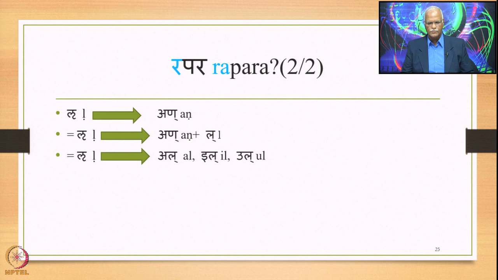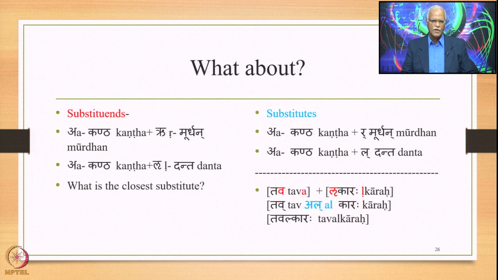In case of lu, when lu is the input and un is the output, once again, this means that lu is the input and in fact un plus l is the output. This also means that lu is the input and al, il, and ul are the outputs. So now let us revisit the question.